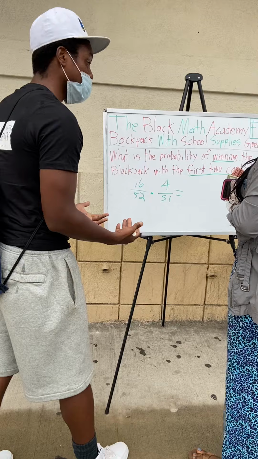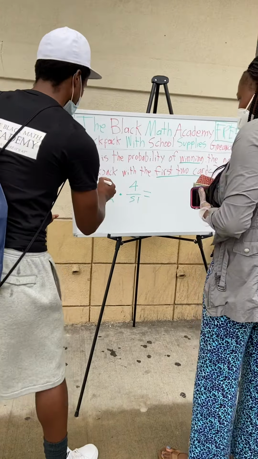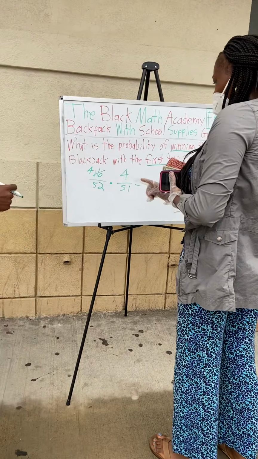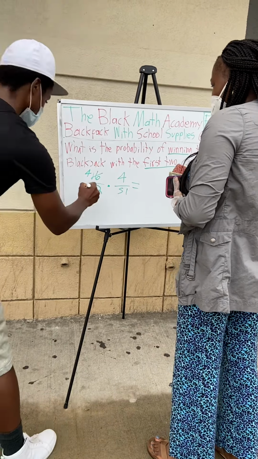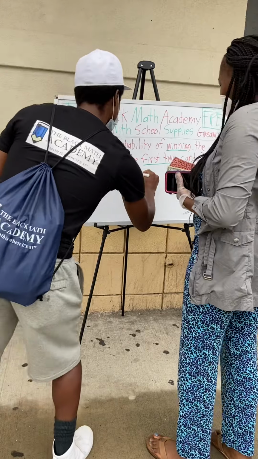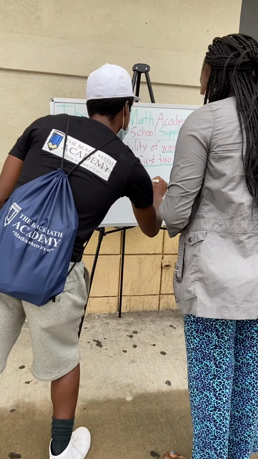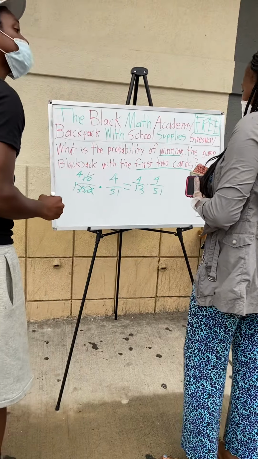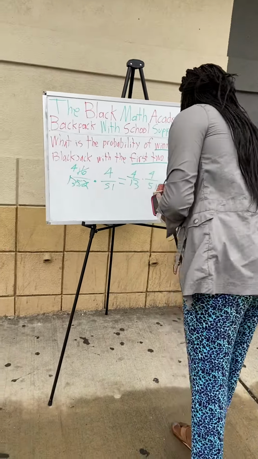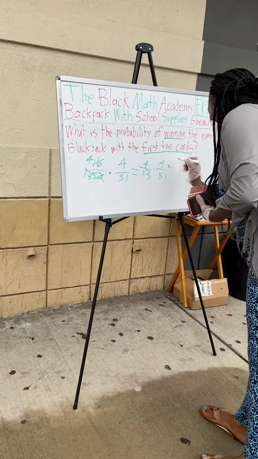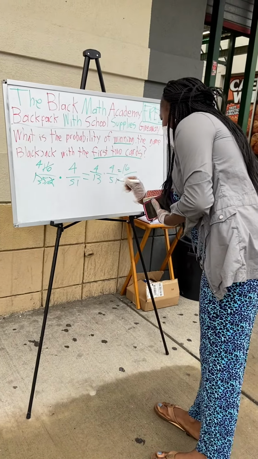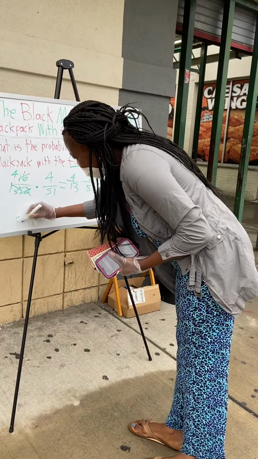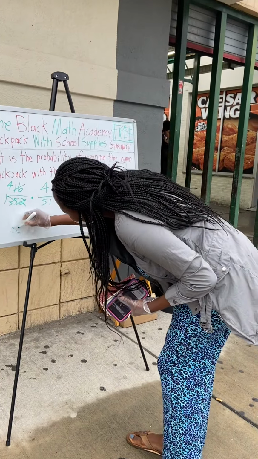So what's 16 divided by 4? You get 4. And what about 52 divided by 4? 13. Now the fraction is 4 over 13 times 4 over 13. So that's that. I need to multiply this. Yeah, go ahead. Put it right there.